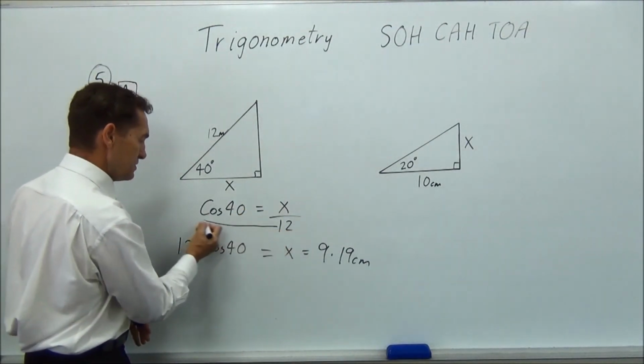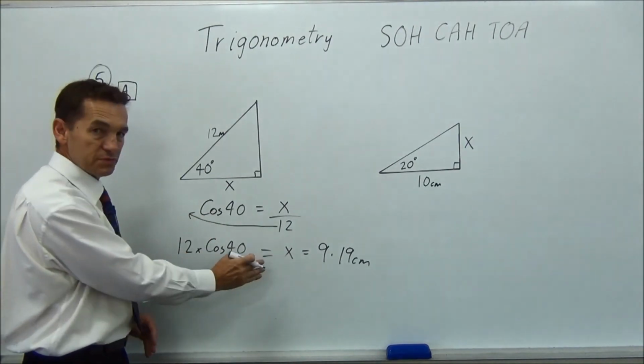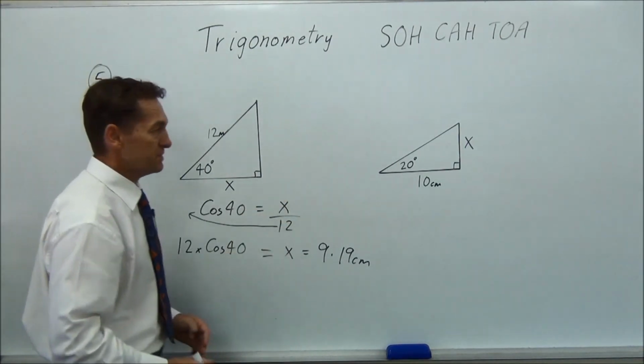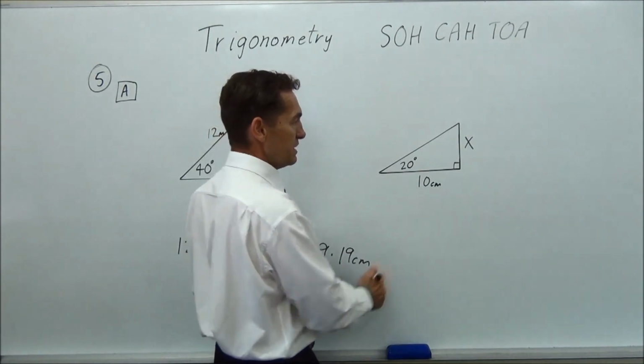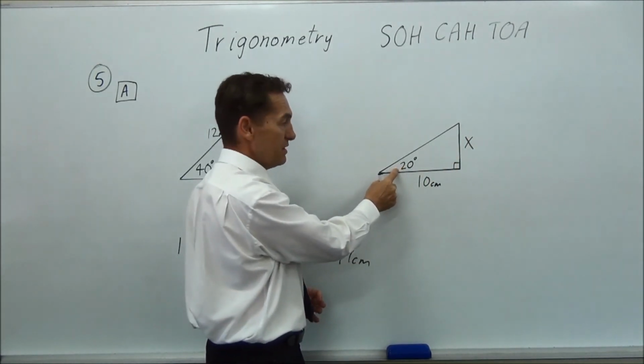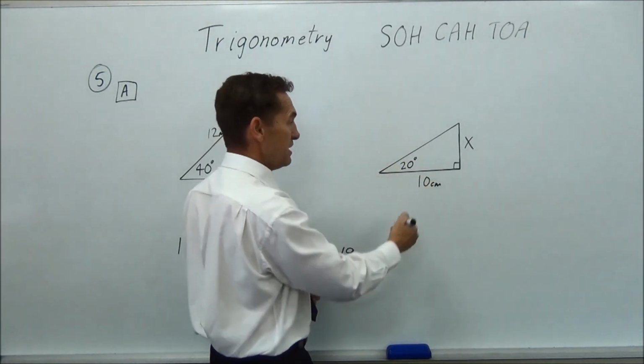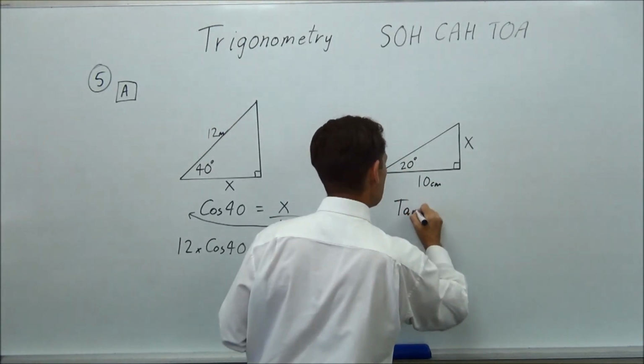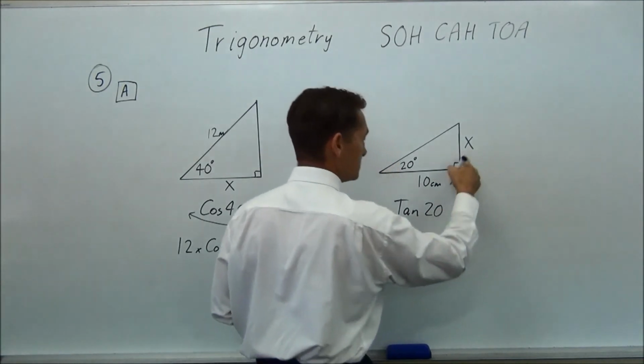Pretty straightforward. So anytime you get the thing you're looking for on top, you're going to just move that straight over there and multiply straight across. Let's do the next one. Same sort of thing is going to happen. You've got opposite and adjacent. Again, we're looking from the angle. So this is going to be tan. So tan 20 is going to equal x over 10.